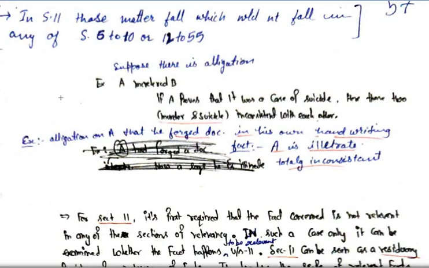Next example, suppose there is a case where allegation is that A murdered B. Now if A proves that it was a case of suicide, अगर A prove कर दे that it was a case of suicide. Now tell me, is not murder and suicide inconsistent with each other? एक तरफ आप कह रहे हो कि A ने B का मर्डर किया है और दूसरी तरफ आप ये कह रहे हो ये प्रूव हो गया है कि B ने सुसाइड किया था. तो मर्डर और सुसाइड एक साथ कैसे चल सकते हैं?